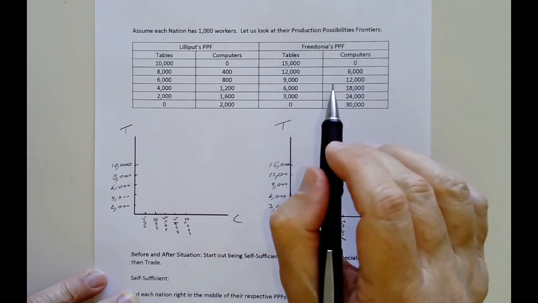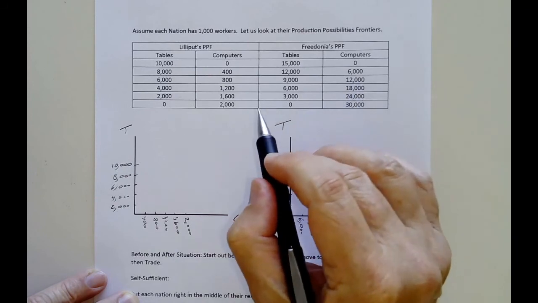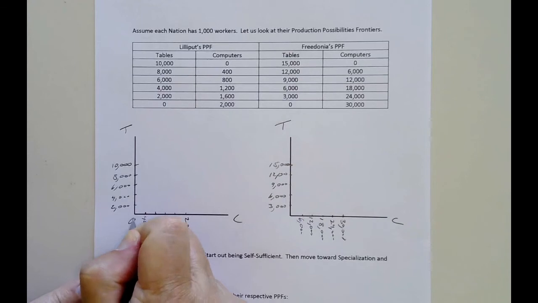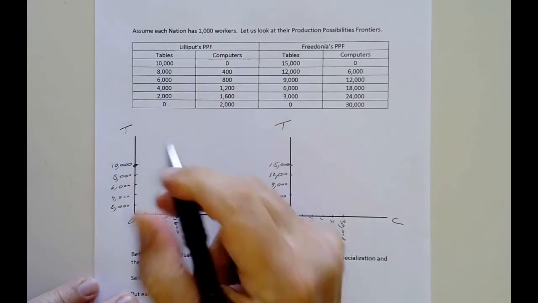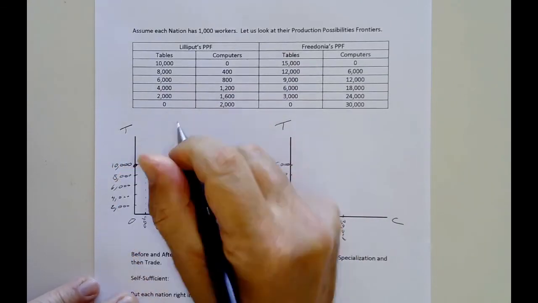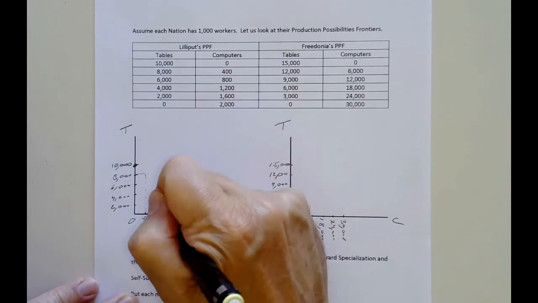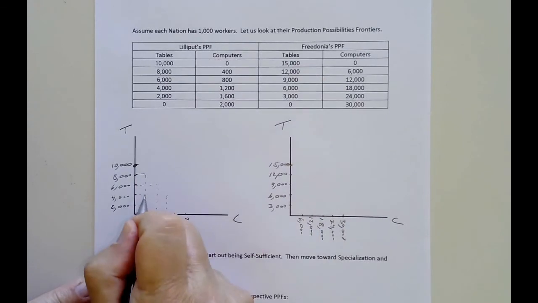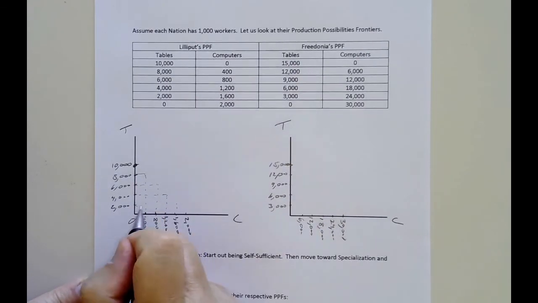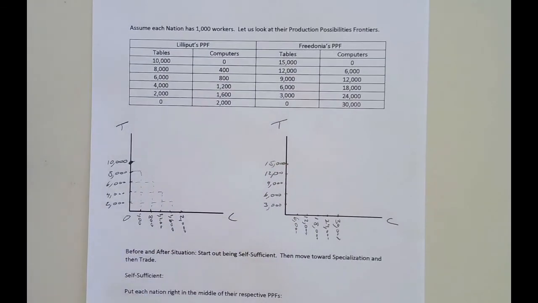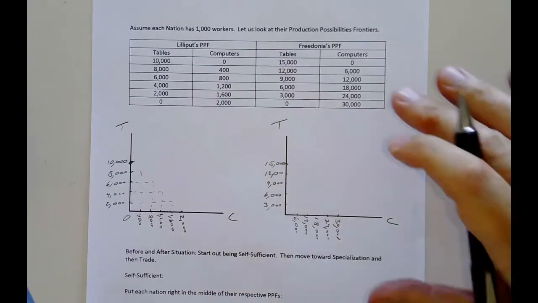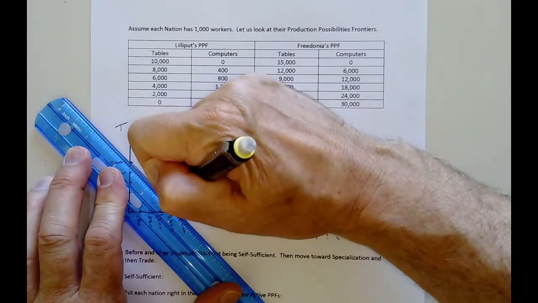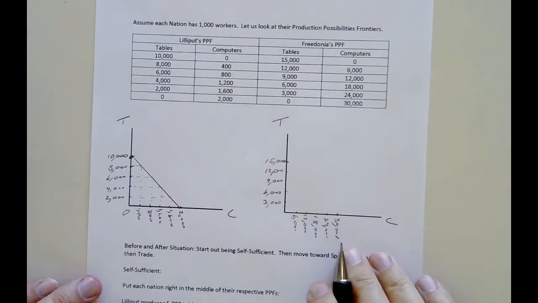Not increasing cost, so this is a simpler type of model. It's probably more realistic to have increasing costs, but that makes it more difficult to show the benefits of trade. And then we can plot these numbers down here. So this is 0, and so 10,000 and 0 right there, and then they have 8,400. And so you can plot out all the points on each country's production possibilities frontier. And it's going to be linear because the costs are constant. Get a ruler out. Draw a line through those points. That is the production possibilities frontier for Lilliput.